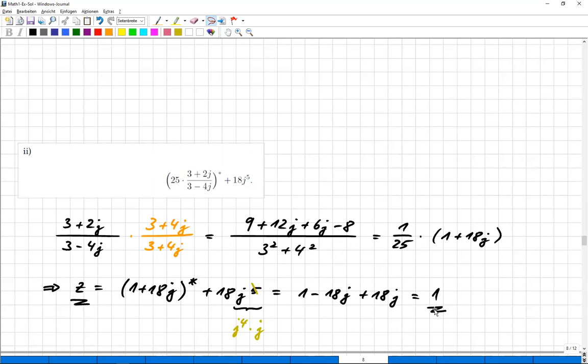This is just an exercise to get accustomed to changing terms using complex numbers.